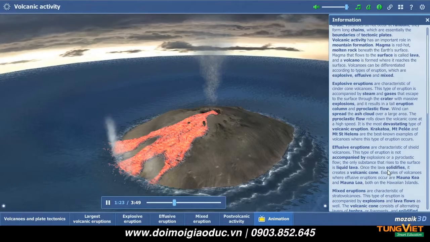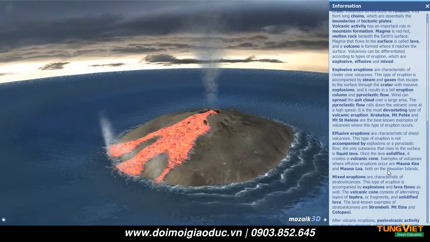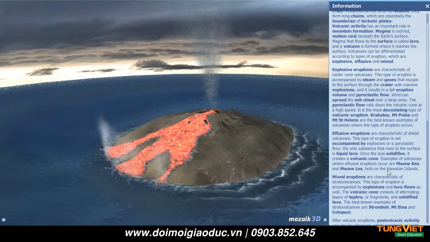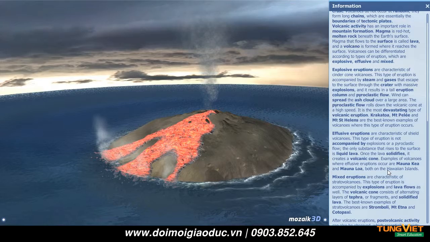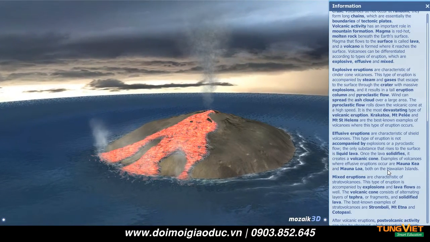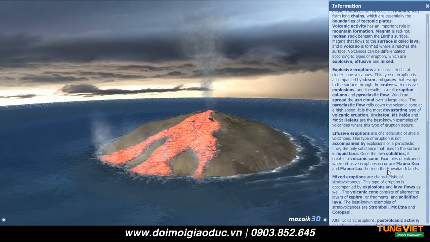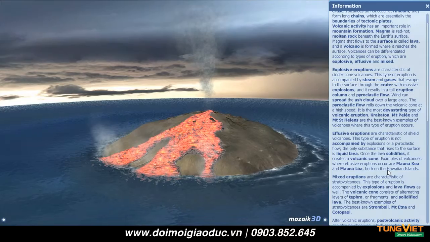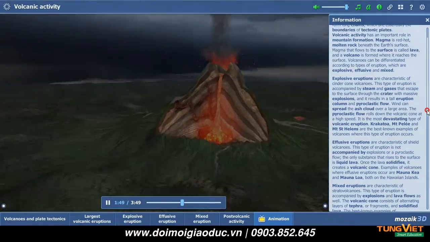Effusive eruptions are characteristic of shield volcanoes. This type of eruption is not accompanied by explosions or a pyroclastic flow. The only substance that rises to the surface is liquid lava. Once the lava solidifies, it creates a volcanic cone. Examples of volcanoes where effusive eruptions occur are Mauna Kea and Mauna Loa, both on the Hawaiian Islands.